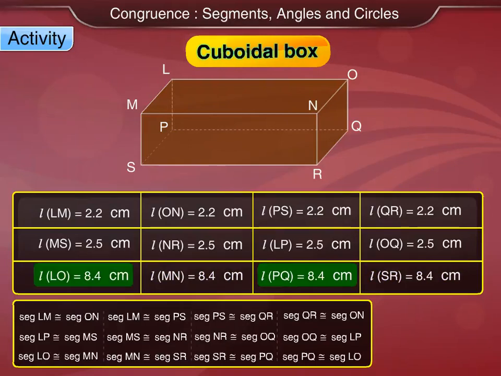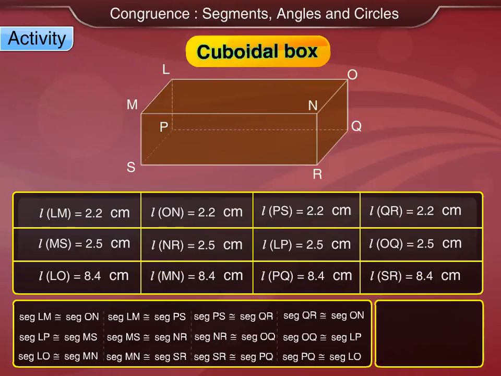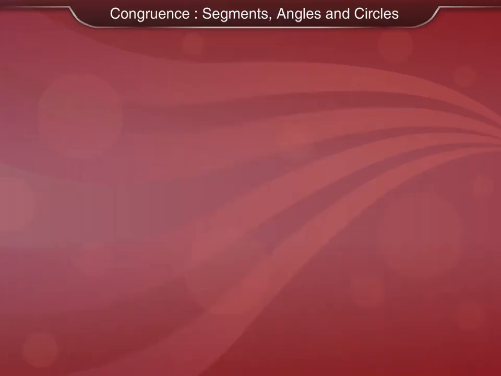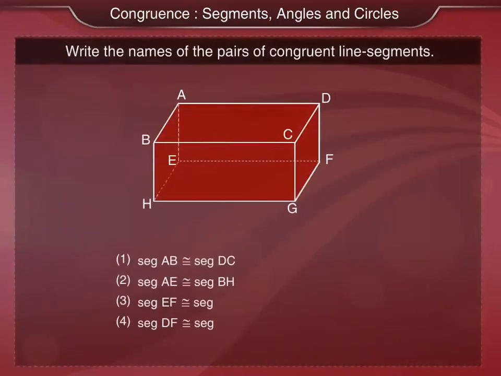In this activity, we have to observe the given shape and write the congruent pair of segments. Here, we are given two pairs of congruent segments and we have to write the remaining pairs of congruent segments. Segment EF is congruent to segment HG, is congruent to segment AD, is congruent to segment BC. Segment DF is congruent to segment CG, is congruent to segment BH, is congruent to segment AE.